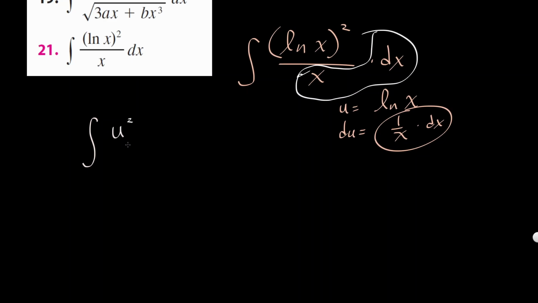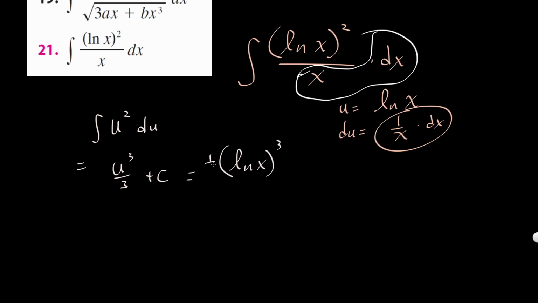Not over anything. So integrate u squared, and du is going to cover all that. What is that going to be? u cubed over 3, plus c. Then plug u back in: natural log of x, the whole thing cubed. We could put 1/3 in front, and then plus c. So that should do it.